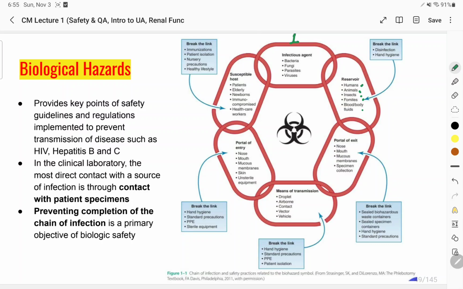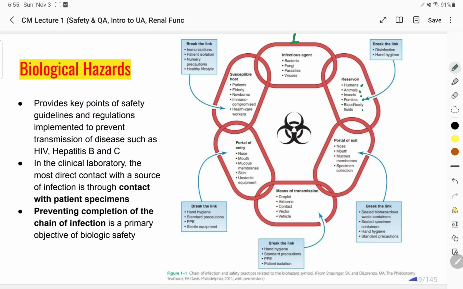And even other forms of vehicles. So that can be passed on. And aside from means of transportation, there should be a portal of entry in that susceptible host. So again, it can be the nose, the mouth, the mucous membranes, the skin, and even unsterile equipment. And then, of course, your susceptible host, patients, no? Of course, those who are sick, with low immune system, the elderly, newborns, immunocompromised, and even healthcare workers.